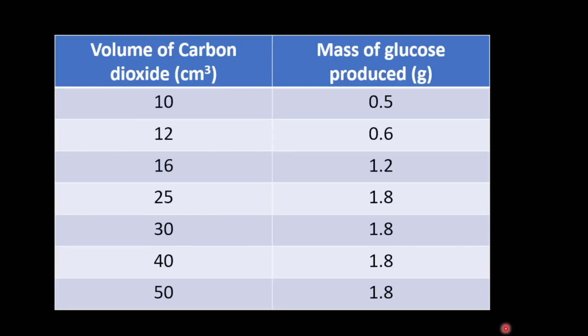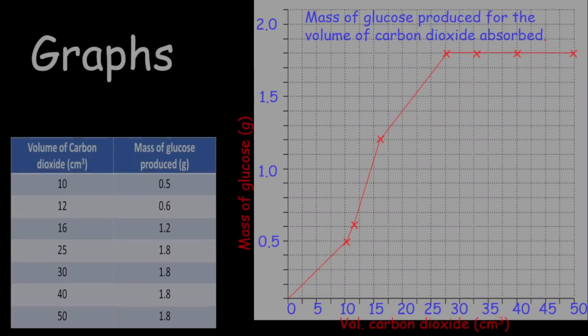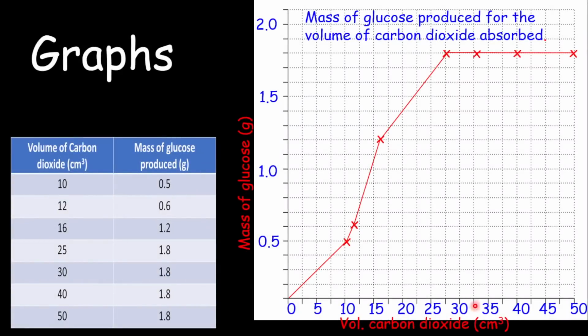Now, the idea of plotting this information on a graph is that, one, you must remember, when you're doing a graph, you must have a title. So a title is important. For example, this is saying a graph showing the mass of glucose produced for the volume of carbon dioxide absorbed. You must label your axes, the y-axis and the x-axis. You must label them. And you must use a suitable scale. I'm going through all of this for your benefit in terms of what you should look out for in terms of marks.